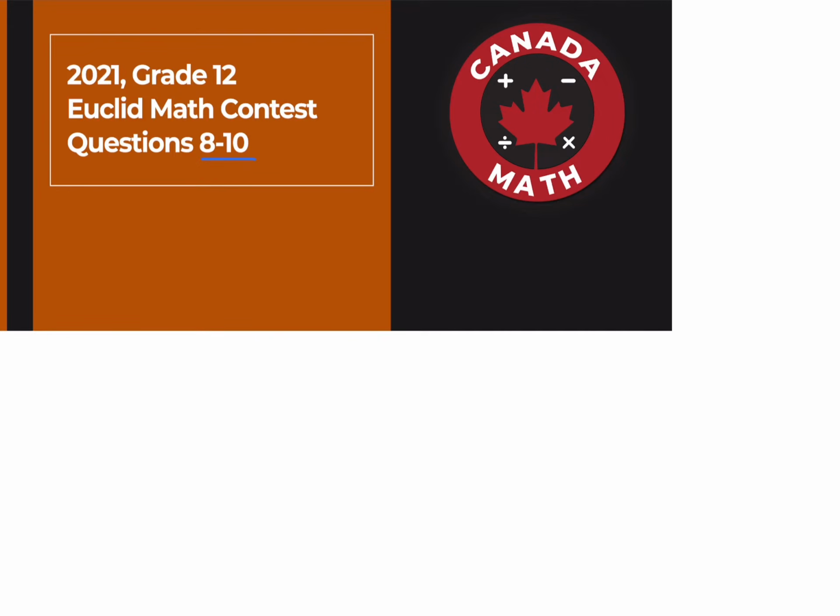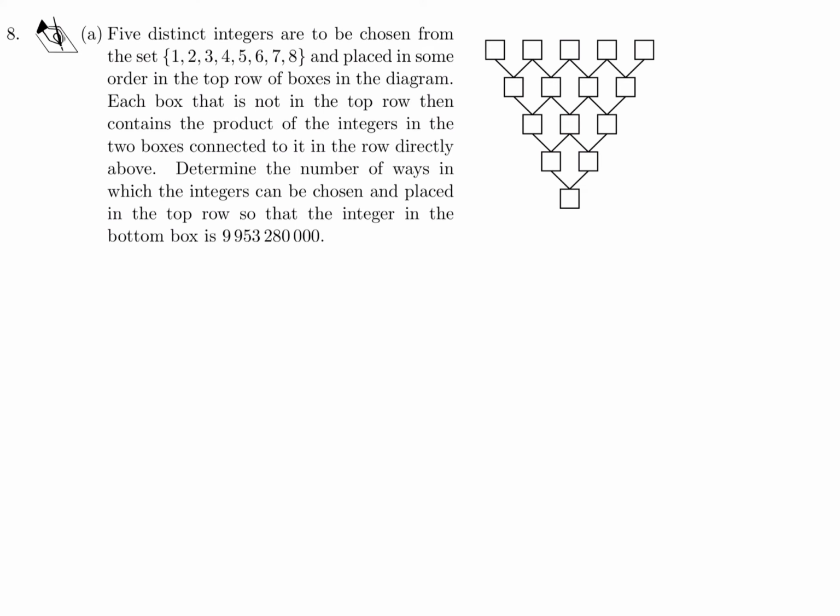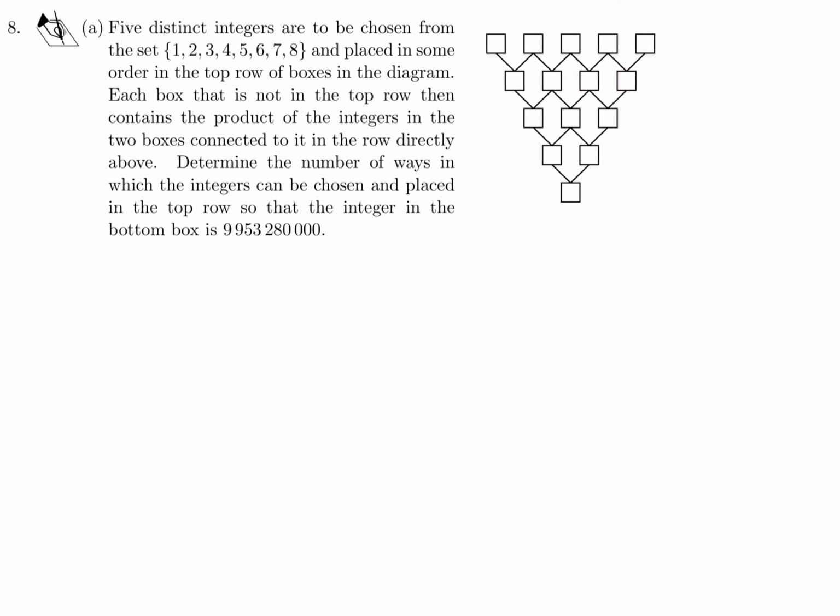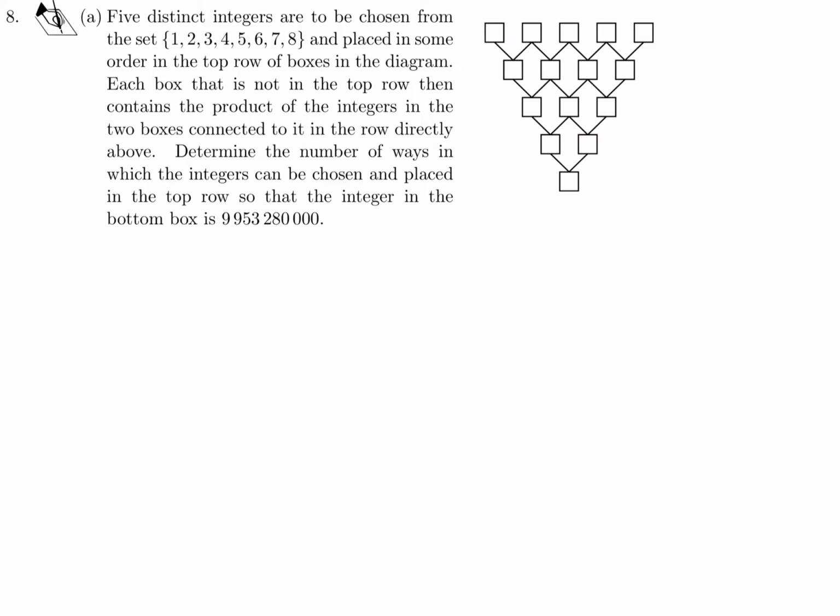Questions 8 through 10 on the 2021 Grade 12 Euclid Math Contest. 5 distinct integers are to be chosen from the set 1 through 8 and placed in some order in the top row of boxes in the diagram. Each box that is not in the top row then contains the product of the integers in the two boxes connected to it in the row directly above. Determine the number of ways in which the integers can be chosen and placed in the top row so that the integer in the bottom row is 9953280000.